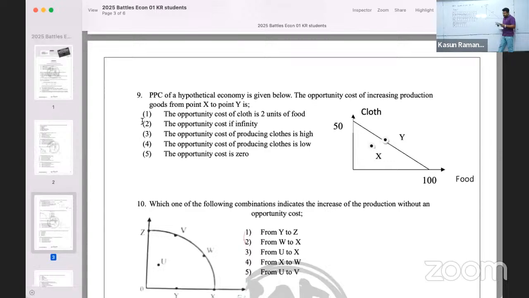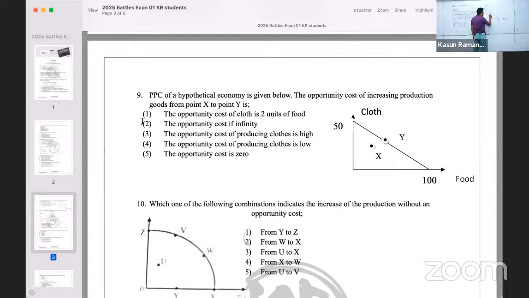Then they say the PPC of a hypothetical economy is given, the opportunity cost of increasing the production of the goods. And also the numbers are being given. Here 50, here 100. Then they give the opportunity cost of increasing the production from X to Y. X to Y is a movement from a point inside the PPC towards the PPC. It is aligned with the 90 degree rule as well. No problem. Inside the 90 degree rule, it's increasing.